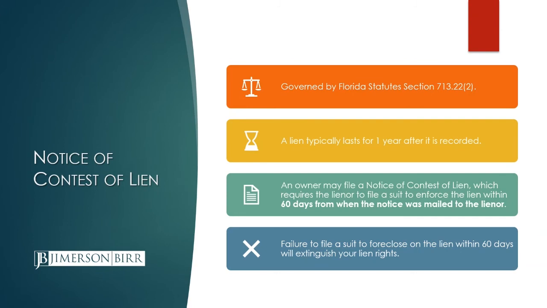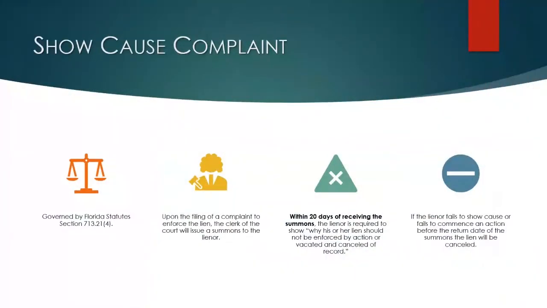If you get a notice of contest of lien, that should put you on notice that you've got to do something within that 60-day period, which is foreclosing your lawsuit. Because typically, you have 1 year after you record your lien to foreclose. That's your absolute drop-dead deadline to foreclose on your lien claim. But these mechanisms, the notice of contest of lien and the show cause complaint, which we're talking about next, really shorten the time period. In this case, it results in a 60-day time frame to foreclose. And in the next slide, you'll see it's a 20-day time frame to foreclose.